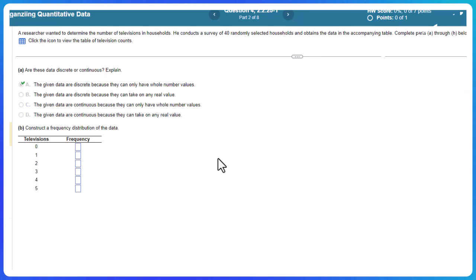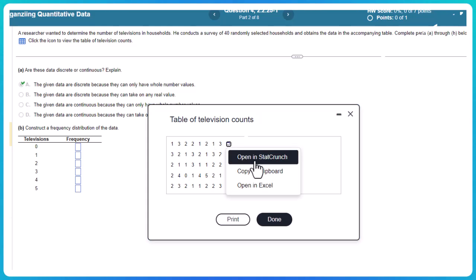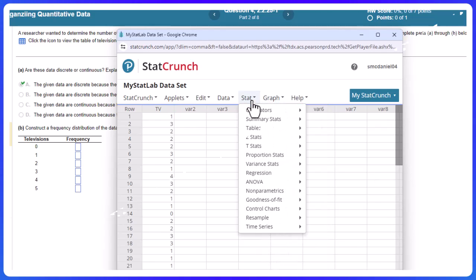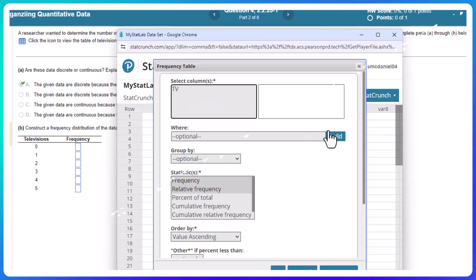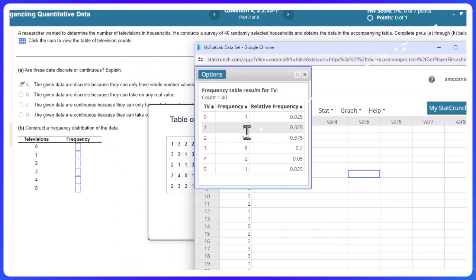Construct a frequency distribution of the data. So here again is our table. Now we could go ahead and count these. It wouldn't be too hard with this small data set, but let's use StatCrunch. Open in StatCrunch. I've got a feeling they're going to want us to do something else with this. And we can change that to TV if you want. You don't have to. Okay, so let's go ahead and do a frequency distribution of this. So stat, tables, and frequency. TV. And there we go. So we had 1 that had 0, and 13 with 1, and so on.